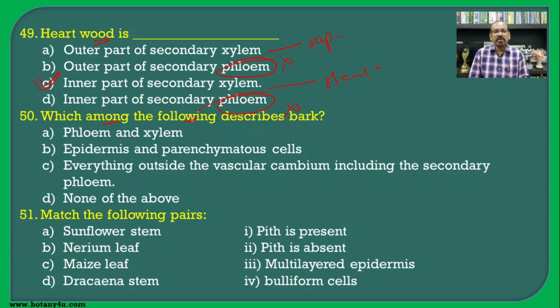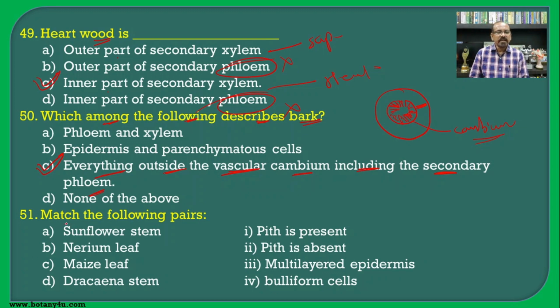Then which among the following describes bark? If you see the bark, we have just seen that the wood is present in the center, formed by the activity of the cambium. This is the vascular cambium, and everything which is present outside this vascular cambium is considered as bark. Hence everything outside vascular cambium, including secondary phloem, is responsible for the formation of the bark, and hence it becomes the answer.